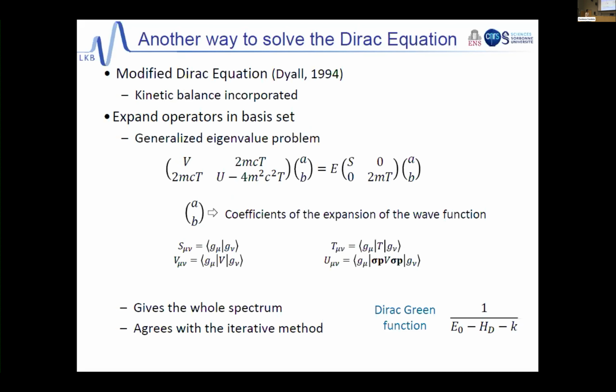And some advantages of this, another way to solve the Dirac equation, which we call the direct method, is that it gives us the whole spectrum of the Dirac equation. And it also agrees with our results obtained using the iterative method. And it also gives us the Dirac Green function, which is going to be necessary to evaluate the one loop self-energy.